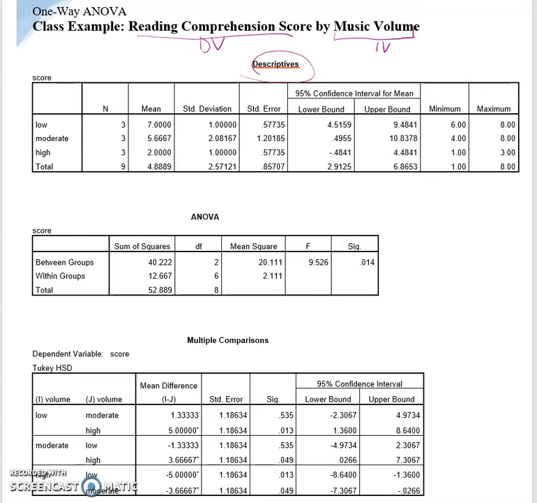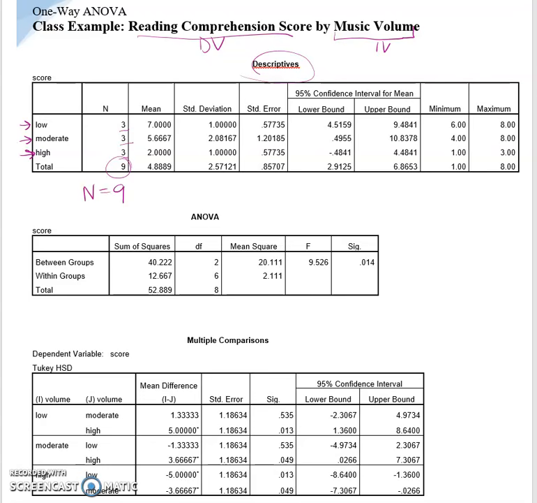Here are the descriptives. So it gives us all the descriptive information. We have 3 groups. We have low volume, moderate volume, and high volume. And we wanted to see if reading comprehension scores would differ by how loud the music was playing in the background. And so in one group they had low volume, then moderate volume, and then high volume playing in the background. And they had 3 people in each group, so 3 in the low group, 3 in the moderate, and 3 in the high group. So it gives us a total sample size of 9 people.